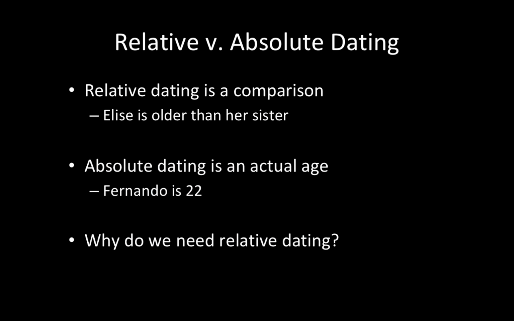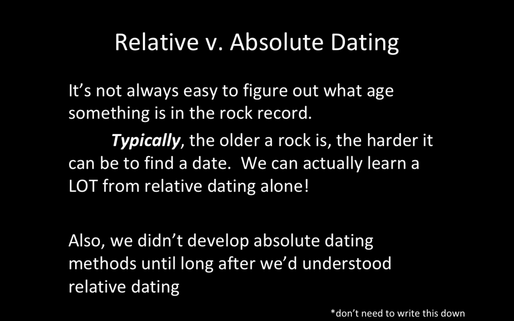Now that's in comparison to something like absolute dating. Fernando is 22. I know Fernando is 22. I don't know how old Fernando's siblings are, but I know Fernando is 22. So you might be thinking, okay, well, relative dating sounds kind of like a wash. Why would we use it? Well, it's actually incredibly important because really it's not super easy to figure out how old a rock actually is. And we didn't develop absolute age dating techniques until long after we already had relative dating.